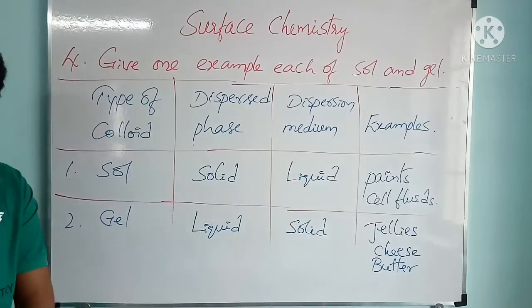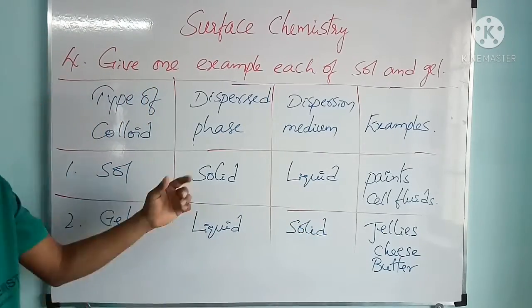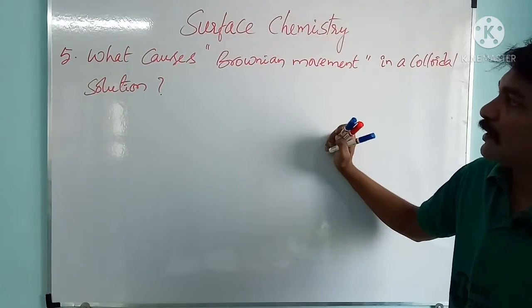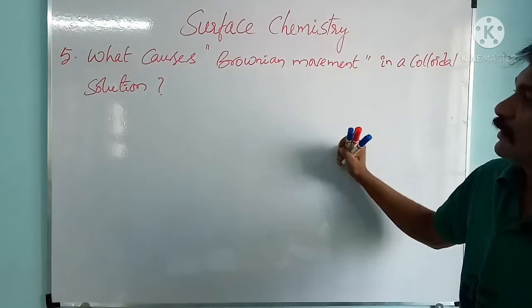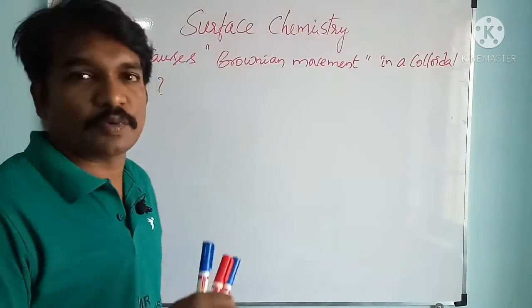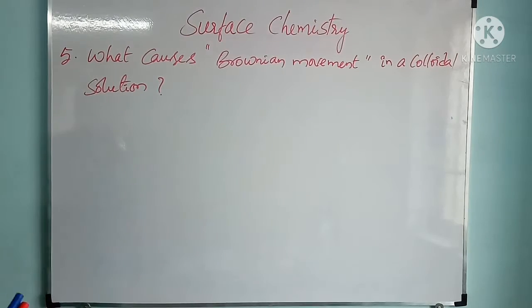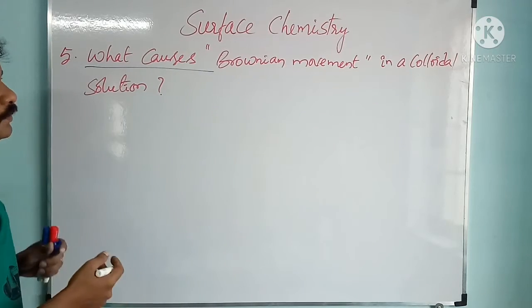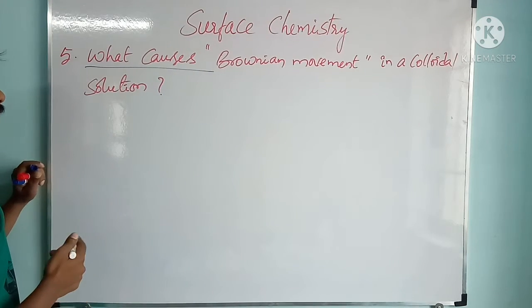Next we will move to the fifth one. Please note down this one. The fifth one is: what causes Brownian movement in a colloidal solution? Brownian movement is a zigzag movement in the colloidal solution. They are asking what causes it, meaning what is the reason for Brownian movement in a colloidal solution.